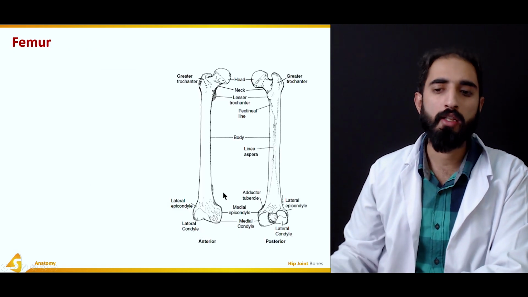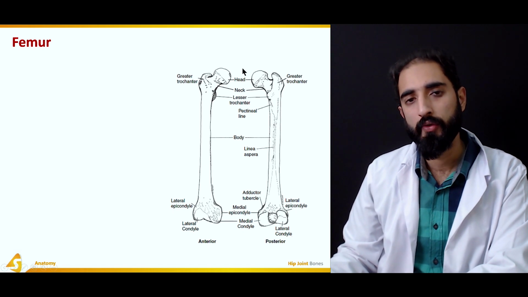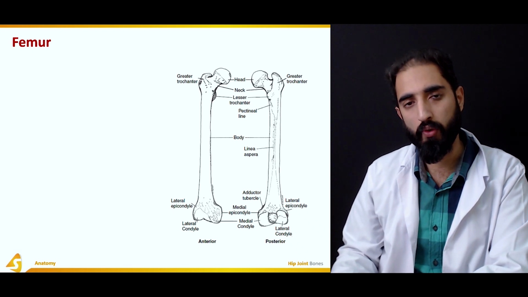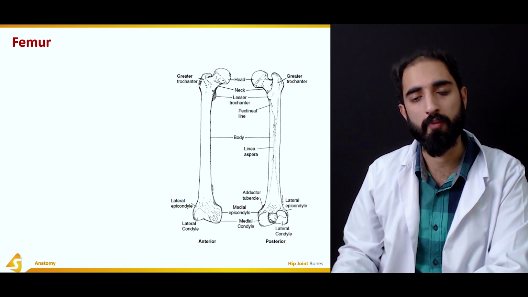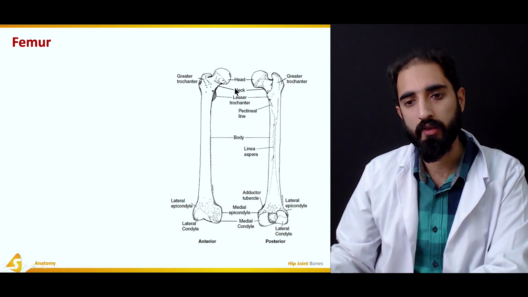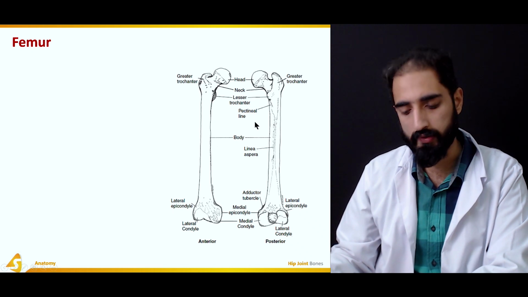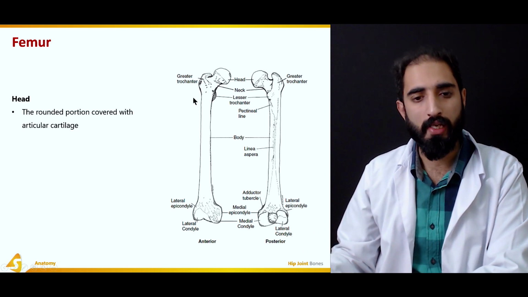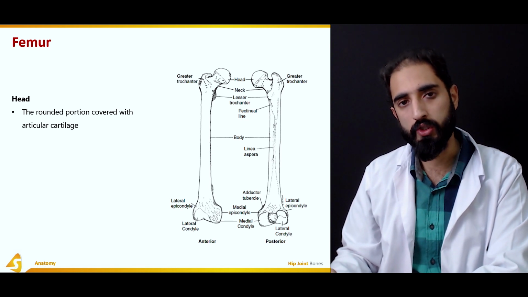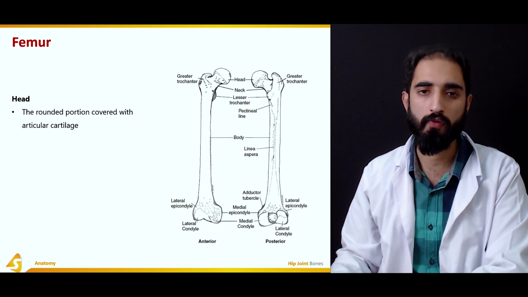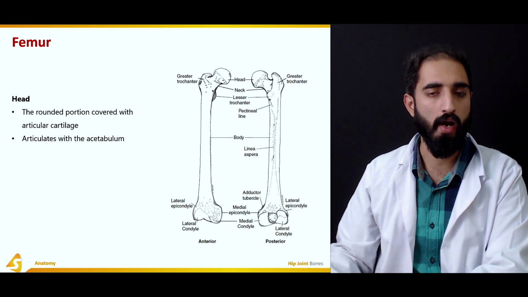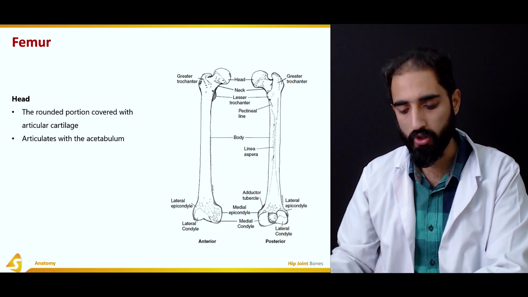It is also important to look at the proximal aspect of the femur, because it also participates as the convex bony partner in the ball and socket hip joint. And here we have the head, neck, greater trochanter and lesser trochanter. So talking about the head, it is a rounded portion covered with articular hyaline cartilage to ensure smooth movement with less friction, and it articulates with the acetabulum, which is a part of the innominate bone formed by the combination of ilium, ischium and pubis.